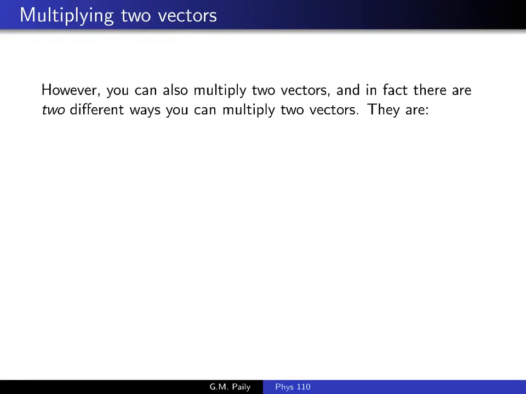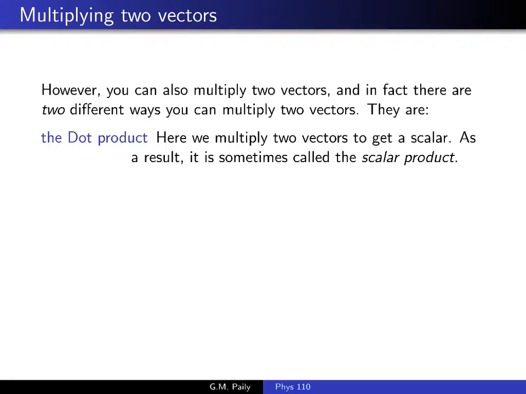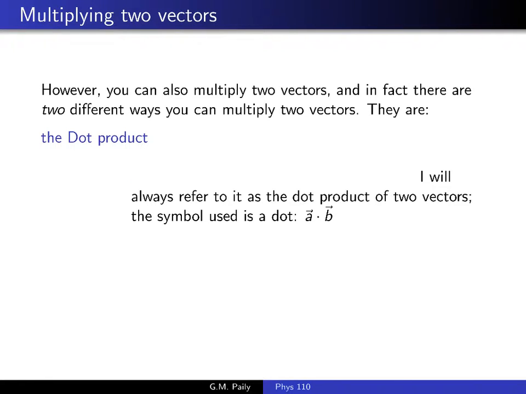However, besides multiplying a vector by a scalar, you can also multiply two vectors. And there are two ways to do this. The first is called the dot product. Here we multiply two vectors to get a scalar. So our result loses any sense of direction. This is also sometimes called the scalar product. Obviously, do not confuse this with scalar multiplication. It is called the dot product because when writing the dot product of two vectors, you write A dot B.